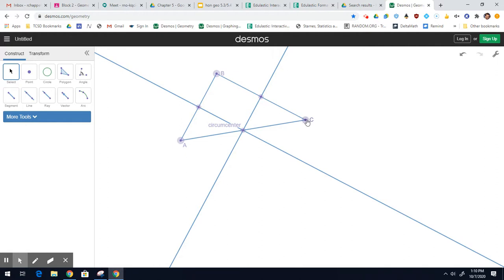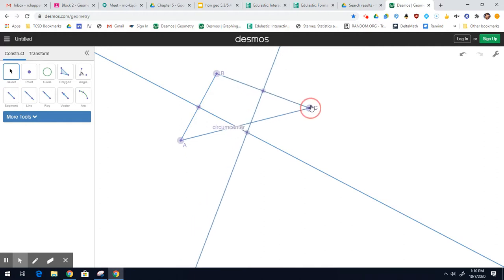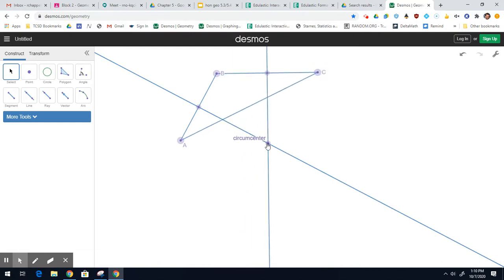And then if you keep bringing C out so that B becomes obtuse, now notice where your circumcenter is. It's outside the triangle. Again, still equidistant from your 3 vertices. Okay, so that's the circumcenter.